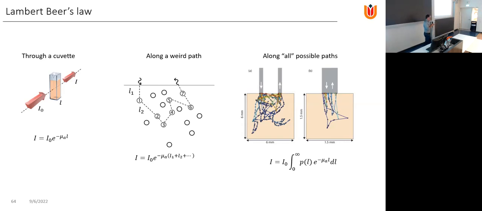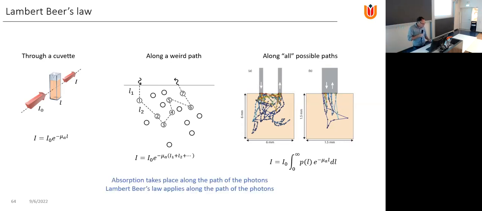So now we have a distribution of path lengths, P of L, and to each of these L's you can apply Lambert-Beer's law. If you add them all up, the summation becomes an integral if the distribution is broad enough. You can write integrals like this. So the absorption takes place along the path of the photons, and it also means that you can apply Lambert-Beer's law along the path of photons.